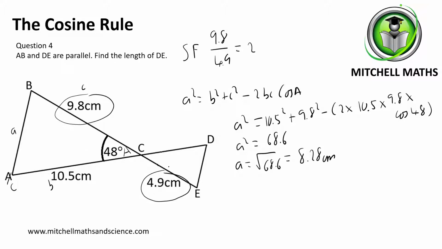Because I'm trying to find side DE, I know that this triangle's twice as big because it's been enlarged by scale factor 2. I'm going to need to divide 8.28 by 2 to find the length of DE. So 8.28 divided by 2 is equal to 4.14 centimetres. And that's how you do that question. That question's a mix between similar shapes and trigonometry using the cosine rule, and it was on one of the specimen papers, so something like that could come up.